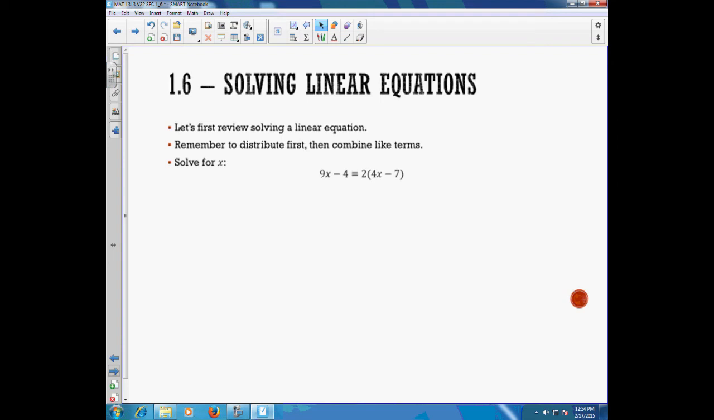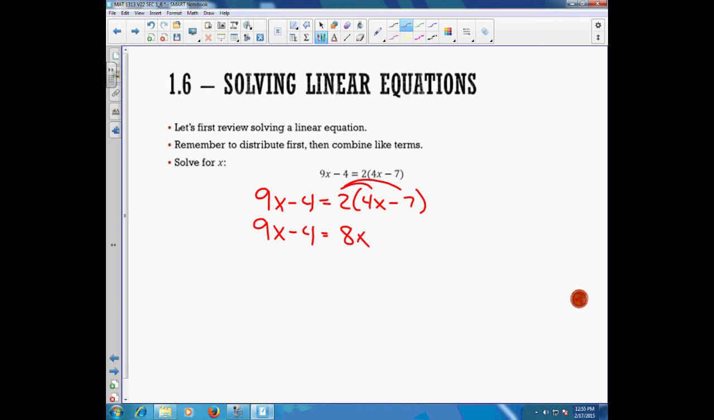Here we have 9x minus 4 is equal to 2 times 4x minus 7. We want to distribute first, and then add our like terms. So we're going to distribute the 2, and we'll get 9x minus 4 is equal to 8x minus 14. Subtract 8x from both sides. 9x minus 8x is just x minus 4 is equal to negative 14. Add 4 to both sides, and we get x equals negative 10.